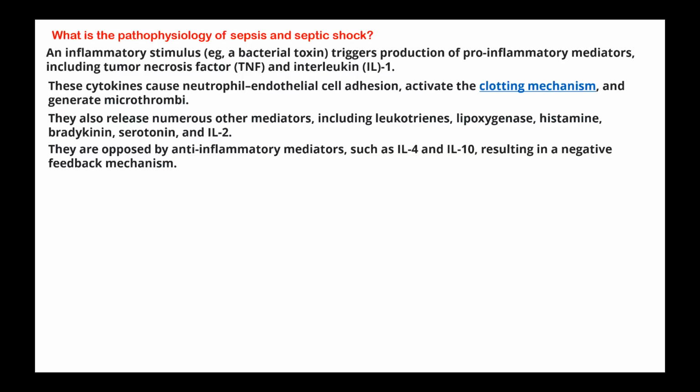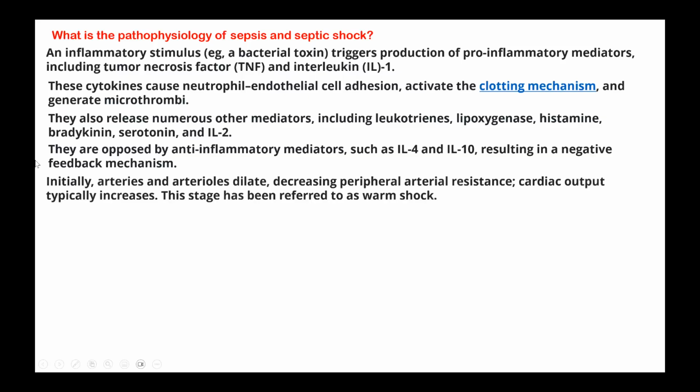It tries to oppose by producing anti-inflammatory mediators like interleukin 4 and 10, resulting in a negative feedback mechanism. But initially, arteries and arterioles dilate, decreasing the peripheral arterial resistance. Cardiac output comes to support by increasing it. So there's a compensatory tachycardia and increase in cardiac output to maintain this perfusion. And this stage has been referred to as warm shock.